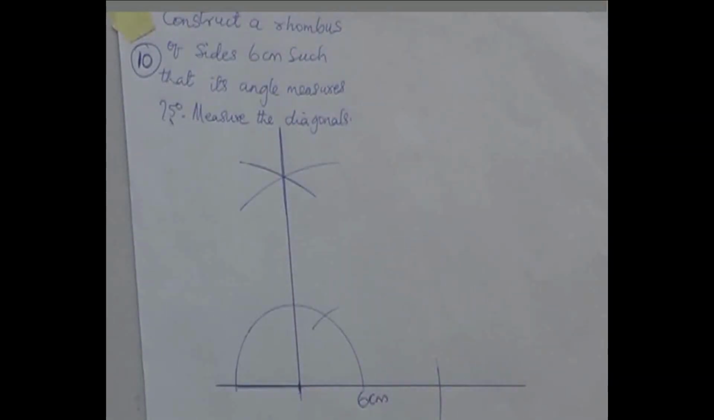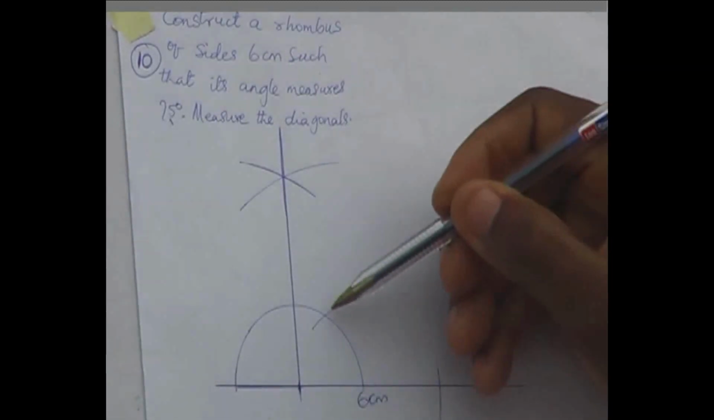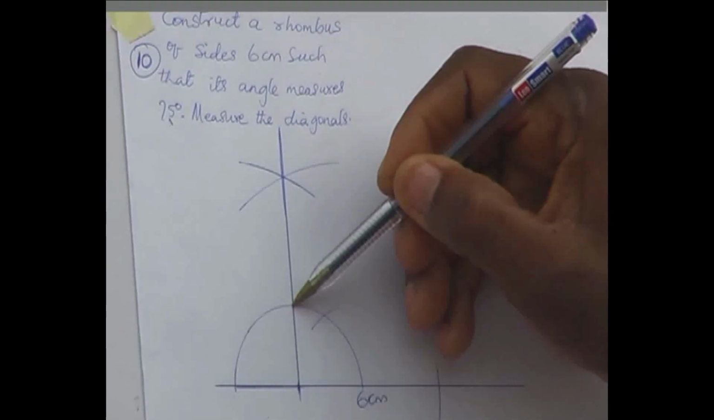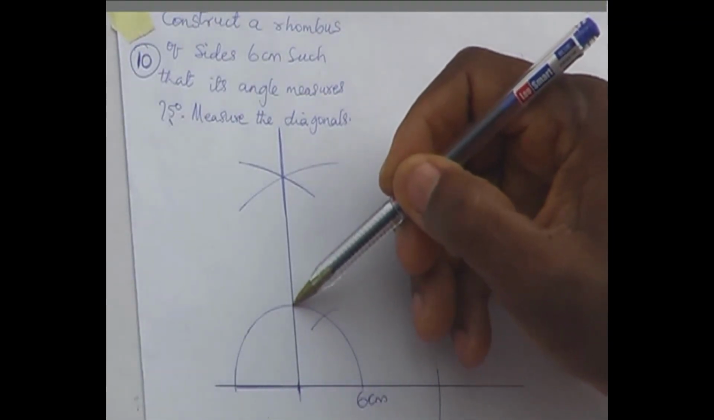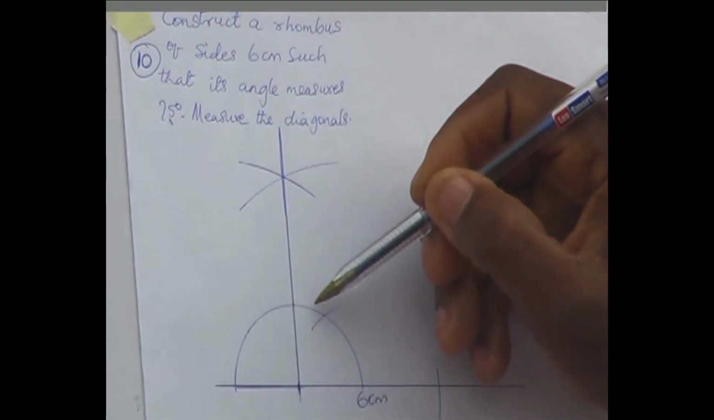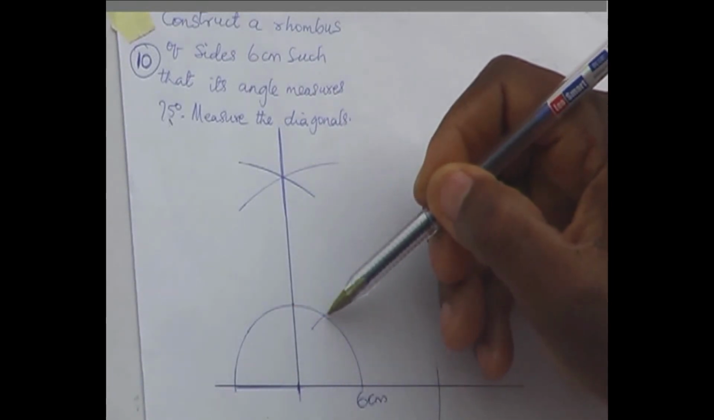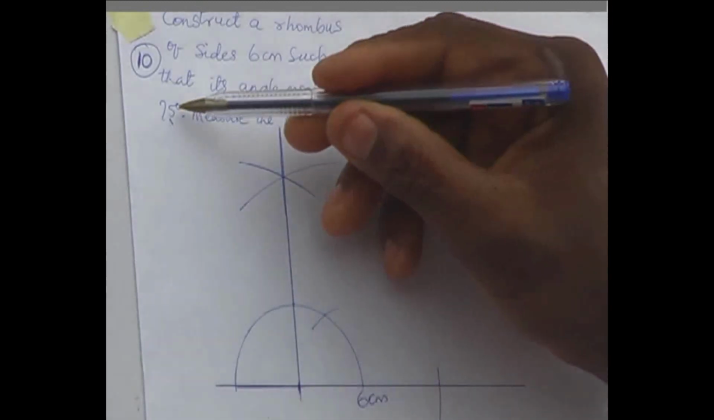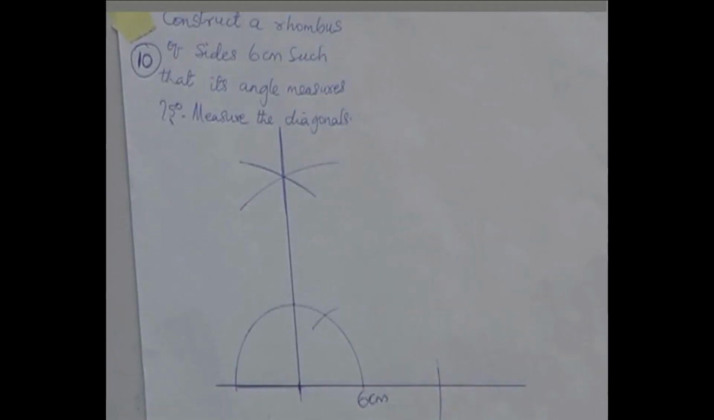Now that you have drawn that line, from here to here is 60, and from here to here is 90. That means from here to here is 30. And if you bisect this angle 30, you will get 15 here. And if you add the 15 to this 60, it will give you the 75 that you are looking for. So we are going to bisect that portion.